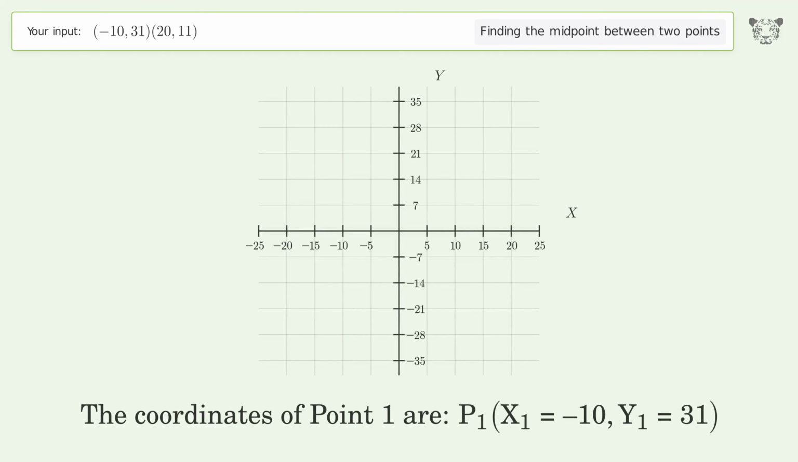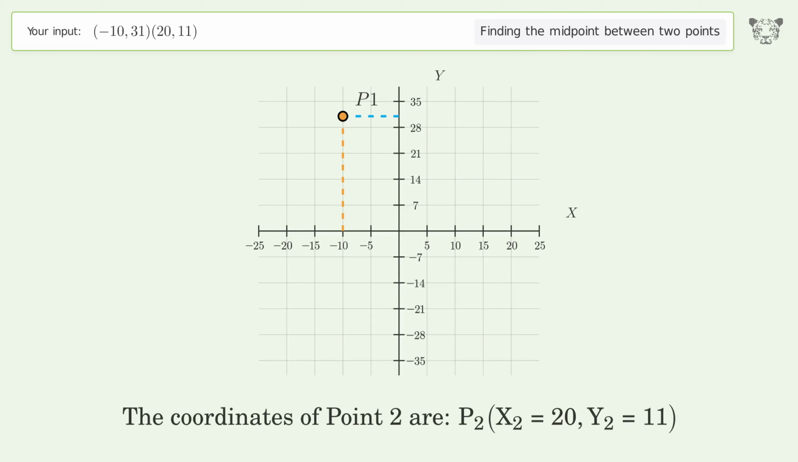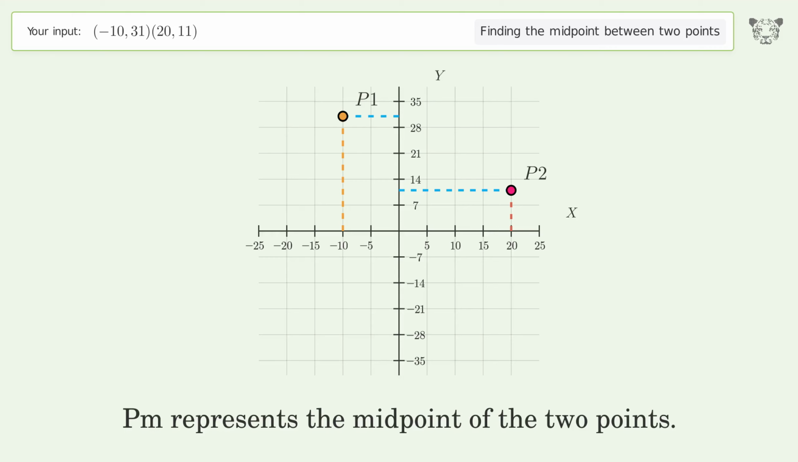The coordinates of point 1 are, x1 equals -10, y1 equals 31. The coordinates of point 2 are, x2 equals 20, y2 equals 11. PM represents the midpoint of the 2 points.